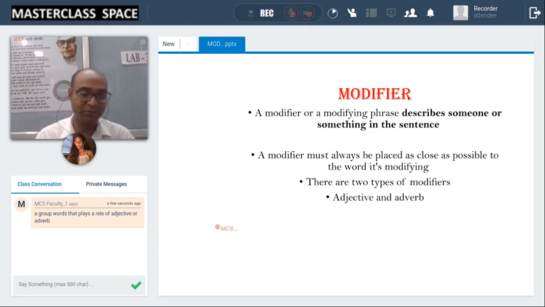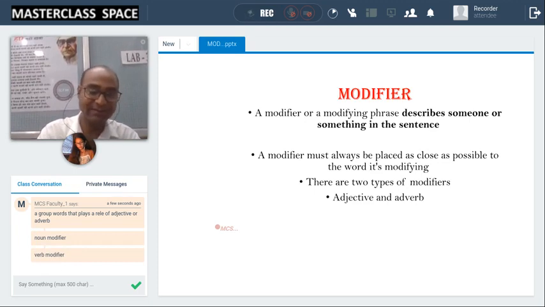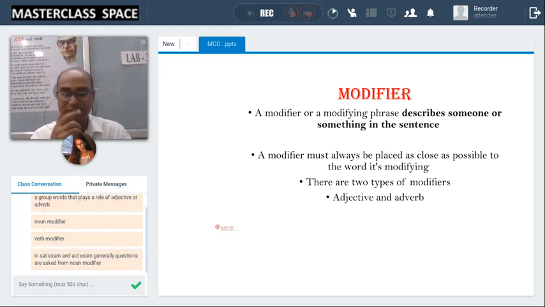Okay. So we have two types of modifier: a noun modifier, and second, a verb modifier. In the SAT exam and ACT exam, generally questions are asked from noun modifiers. So what we have to do is focus especially on noun modifiers rather than verb modifiers.